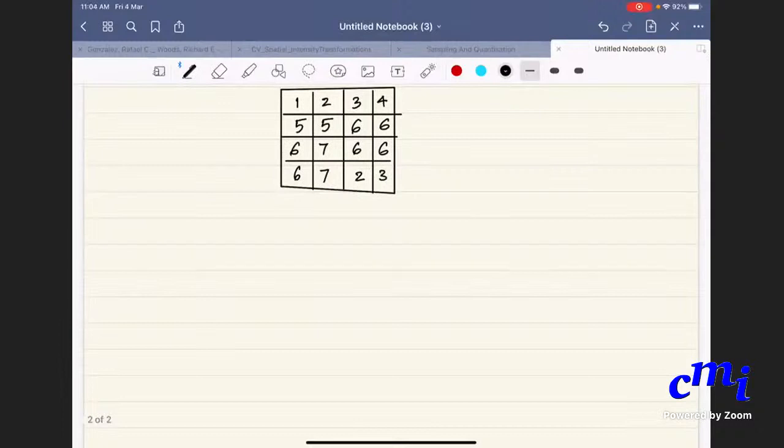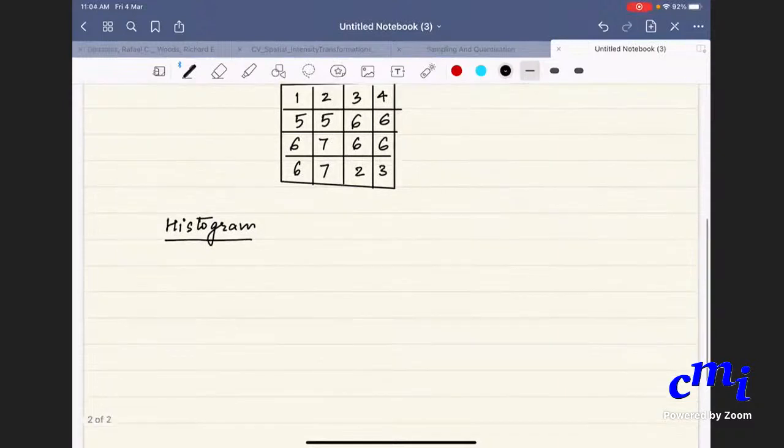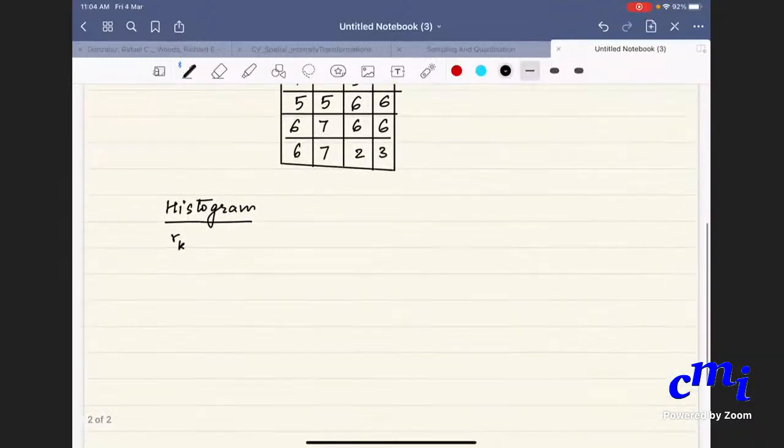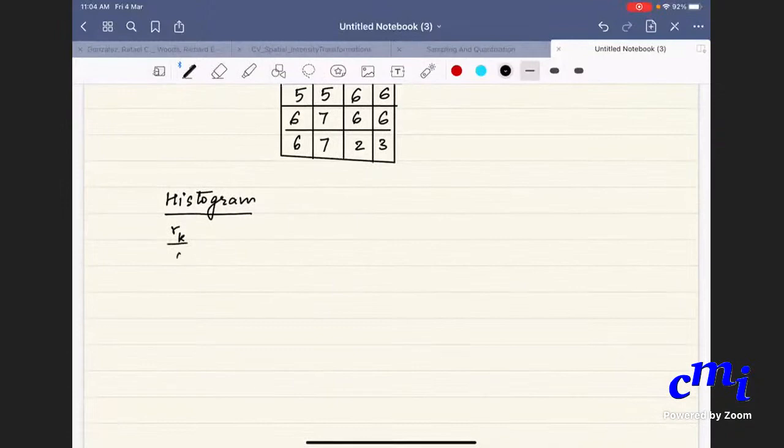So first, the thing is to calculate the histogram of this image. For this, we'll list down all the intensity values and the number of pixels with those intensity values. So the intensity values are K. Since this is an 8-bit image, the intensity values are from 0 to 7. So 0, 1, 2, 3, 4. And then we want to see how many pixels with those intensity values.